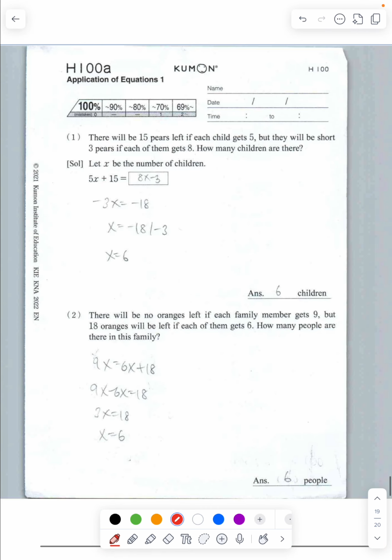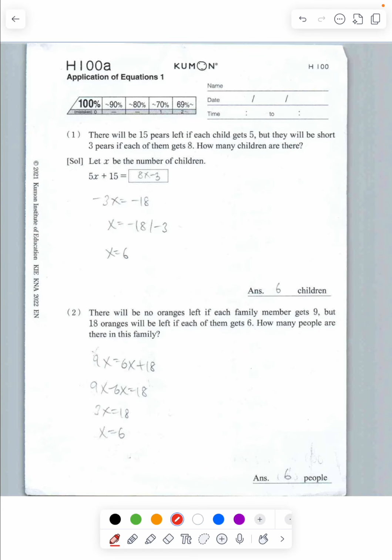Okay, let's see page number 100. Let me see if there's anything that we need to talk about on page number 100. Okay, this one's an interesting one. Okay, can you read a question for me? There will be 15 pairs left and each child gets 5, but they will be short 3 pairs if each of them gets 8. How many children are there?